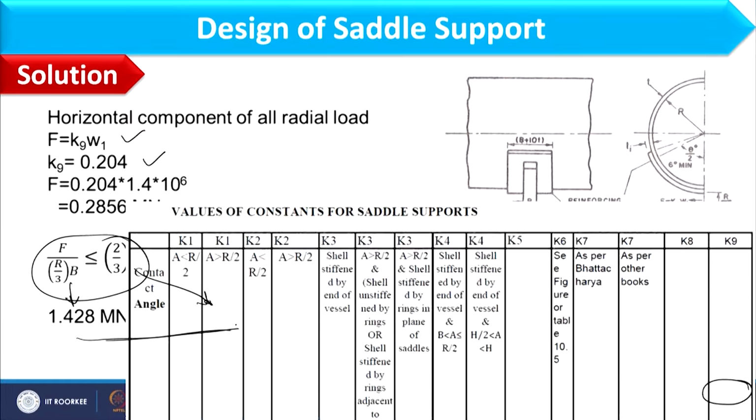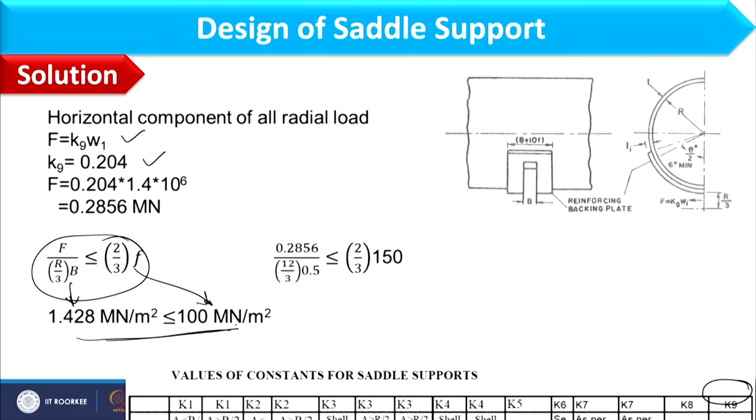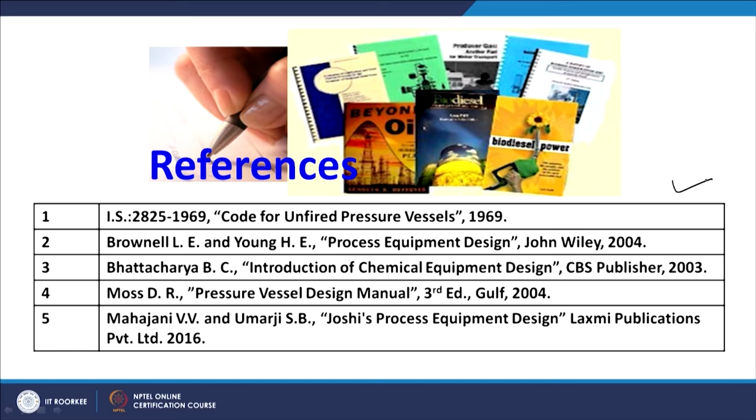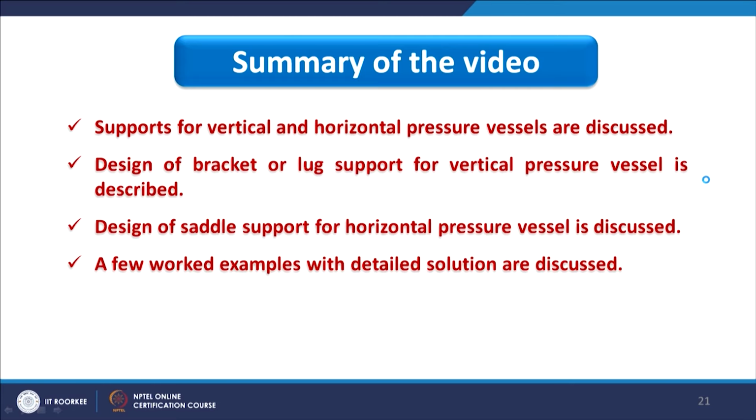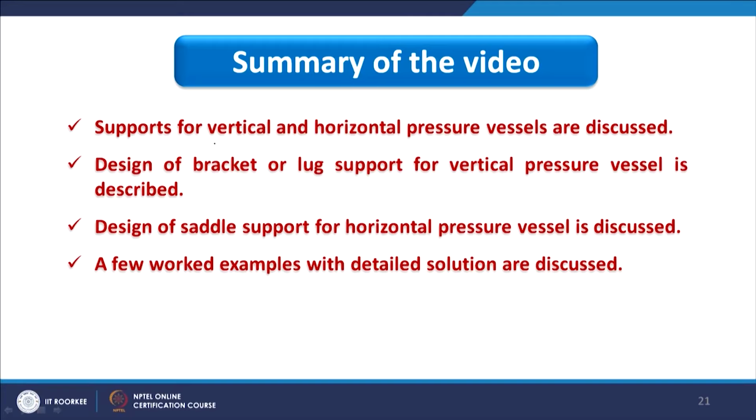So in this way we can design the bracket as well as saddle support, and here we have some references to study the topic, and here we have summary of the video and this summary of lecture 1 as well as lecture 2, which is on design of support, and it goes as: supports for vertical and horizontal pressure vessels are discussed. Design of bracket or lug support for vertical pressure vessel is described. Design of saddle support for horizontal pressure vessel is discussed, and then a few worked examples we have discussed with detailed solution.